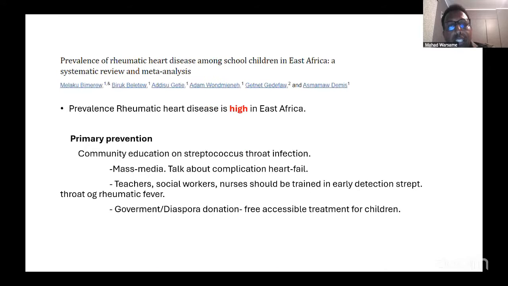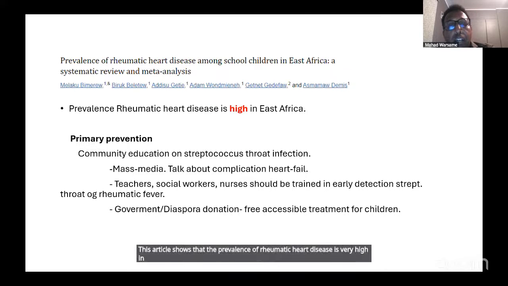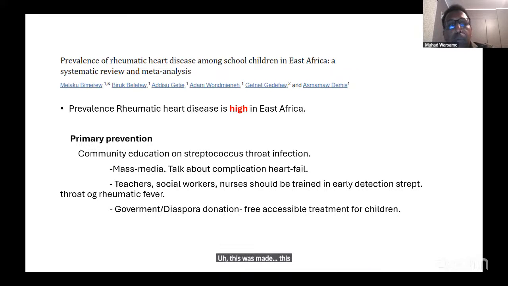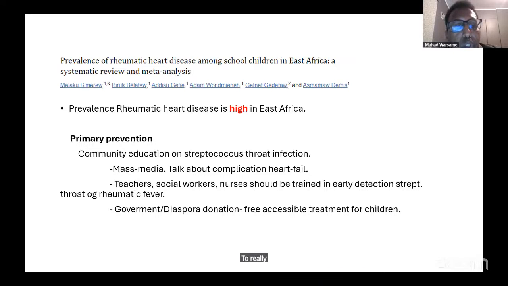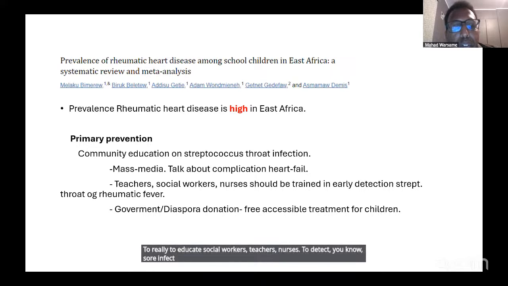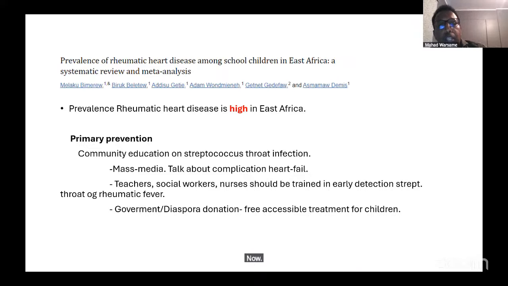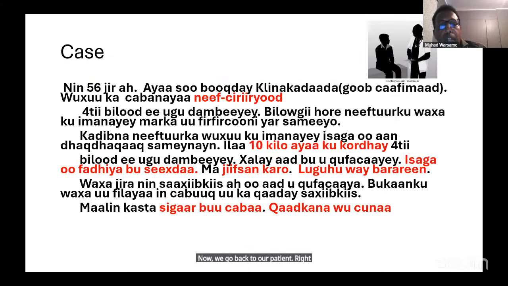This article shows that the prevalence of rheumatic heart disease is very high in East Africa. This article is an Ethiopian article, a meta-analysis. So we have to focus on primary prevention, to really educate social workers, teachers, nurses to detect sore throat infections, right? And also general practitioners. Now we go back to our patient, right? We go back to our patient.